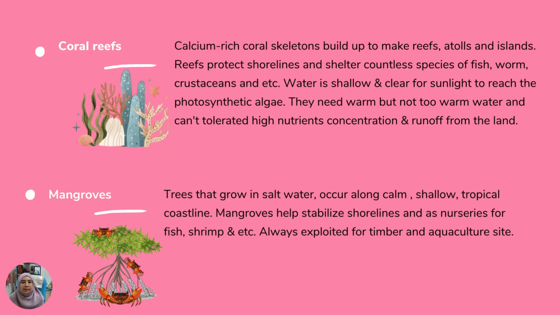Meanwhile, the mangrove is an area where trees grow in salt water, which occurs along calm, shallow, and tropical coastlines. Mangroves help stabilize the shorelines and act as nurseries for fish, shrimps, and many others.